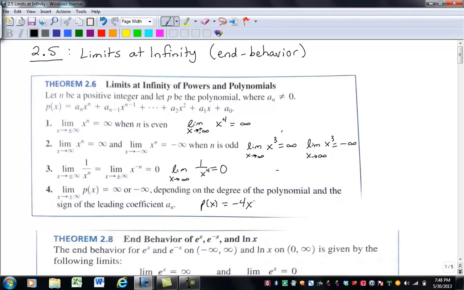The fourth property here says that if you have a polynomial, like negative 4x squared plus 5x plus 1, then if you want to determine the end behavior at plus or minus infinity, all that you have to look at is the highest power term. Because when you're plugging in huge numbers for x, the highest power term grows the fastest. So it ultimately determines the end behavior of the graph.